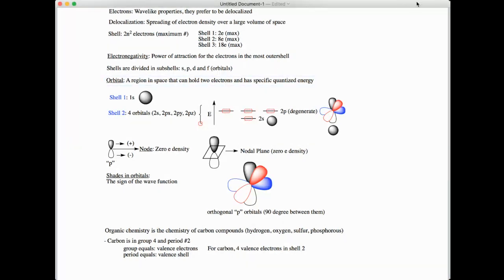And therefore, and this is very relevant, what is the maximum number of bonds that carbon can potentially have? 4, okay? So you never ever draw a carbon with more than 4 bonds. And now you should understand why. Because the valence shell of carbon is shell number 2, and in shell number 2 there are only 4 orbitals. So the maximum number of bonds is going to be 4.